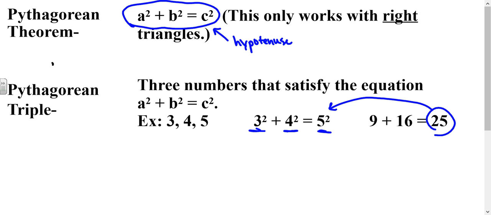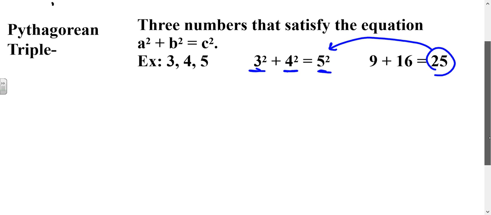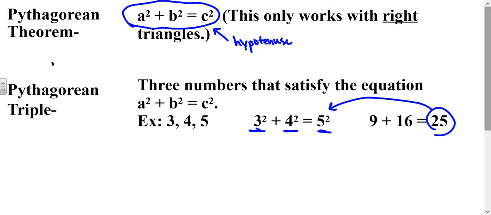Another really famous Pythagorean triple is 6, 8, and 10. Those are some that you can have memorized, and it helps you when you're doing the Pythagorean theorem. If you notice a triangle has those side lengths, then you can automatically know what the other side will be. So it's kind of cool.